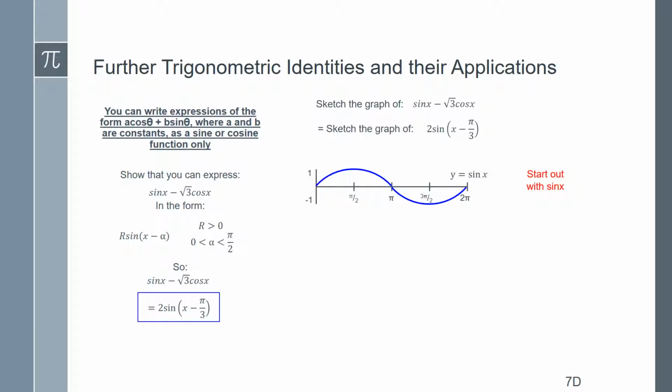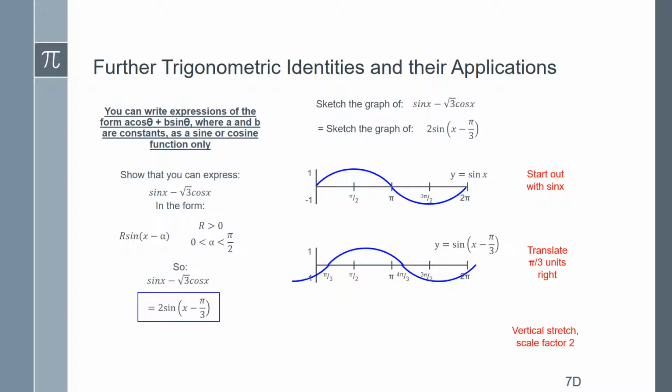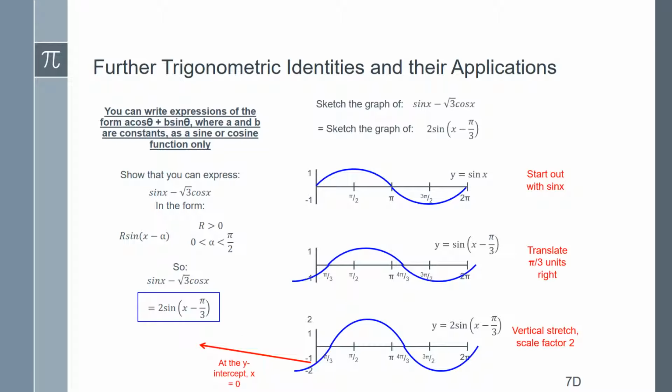So we kick off with sine x, then we translate it pi over 3 units to the right, then we make sure we label where it cuts the axis, then we times it by 2, which is a vertical stretch of scale factor 2. So we end up with our transformed graph. Whereas being able to draw sine x minus root 3 cos x straight off the bat might be tricky, once we've converted it into a sine function of its own, then we can use the transformations of graphs to draw it very easily. We also need to know the y-intercept, 2 sine (minus pi over 3), or minus root 3.